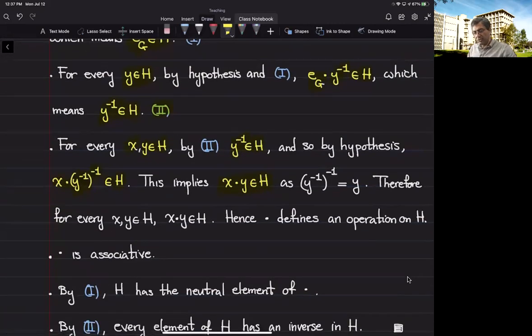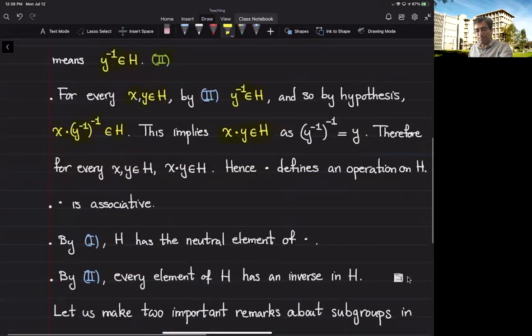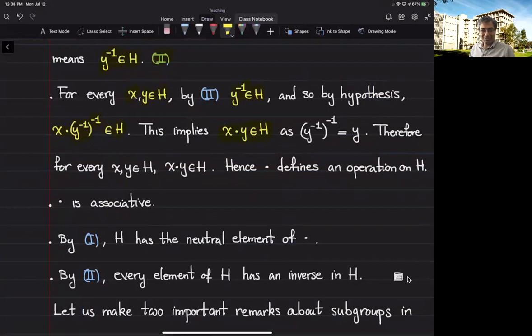So this discussion implies that dot defines an operation on H. We do have the neutral element inside H, and we do have the inverse of every element inside H, and dot is definitely associative because G and dot form a group. All together, we have all the properties of being a group under dot.